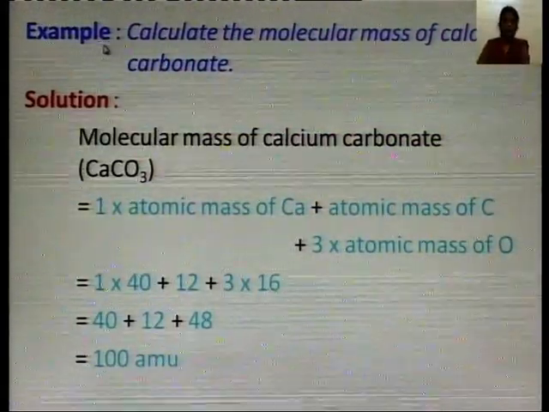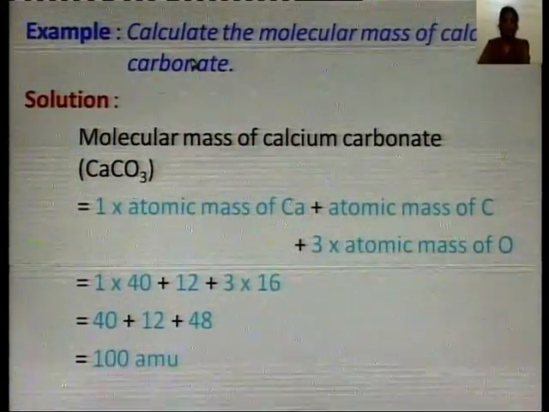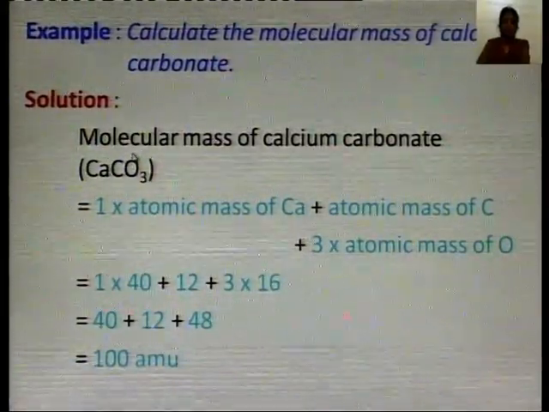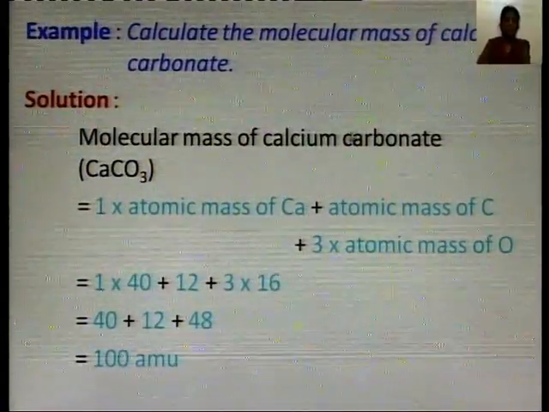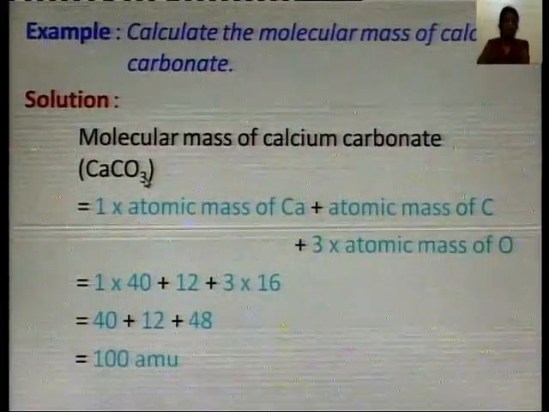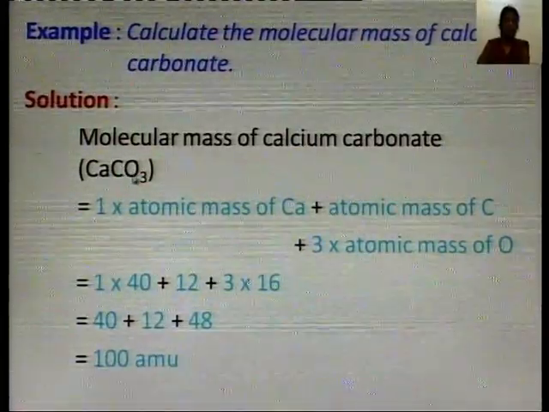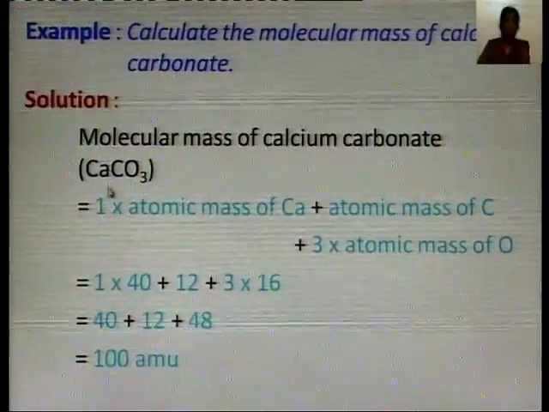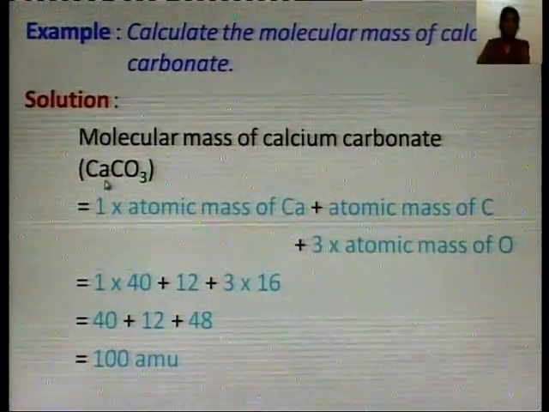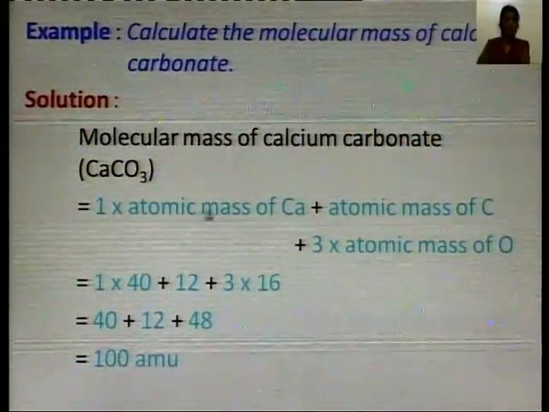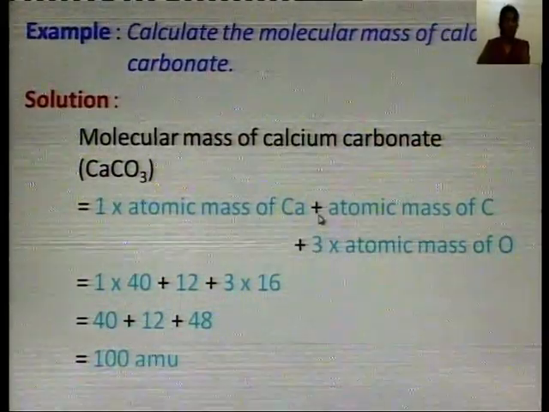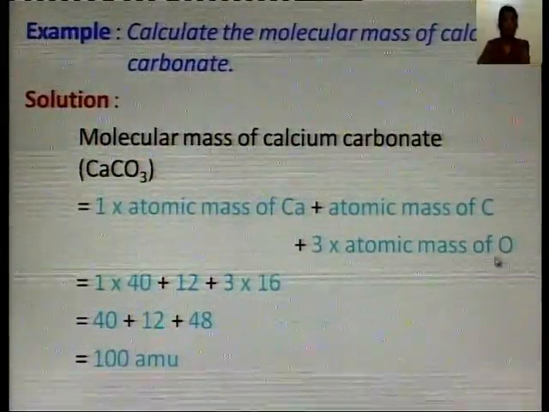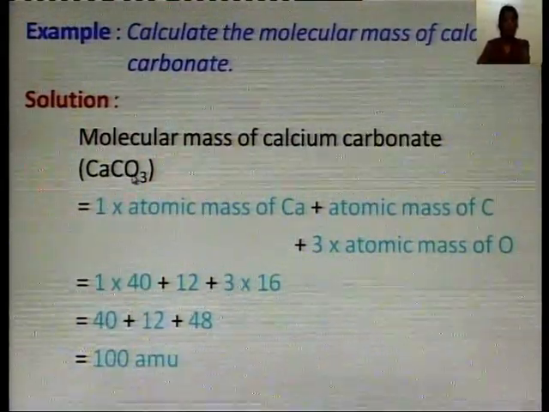Now, let us take an example in numerical form: calculate the molecular mass of calcium carbonate. Solution: the formula of calcium carbonate is CaCO3. So, in this molecule we have 3 types of atoms. We will add the atomic masses of all the atoms. The number of calcium atoms is 1. So, 1 into atomic mass of calcium plus 1 into atomic mass of carbon plus 3 into atomic mass of oxygen, because the number of oxygen atoms is 3.